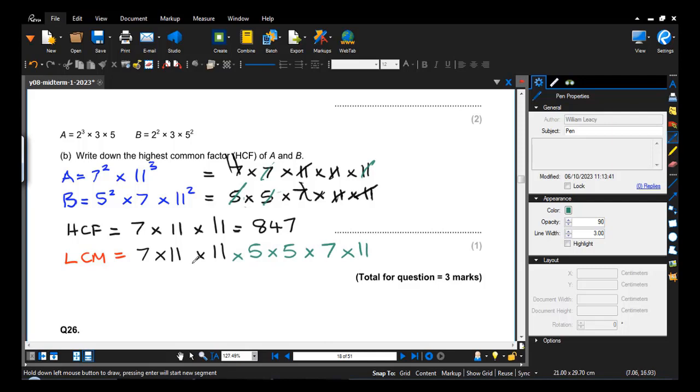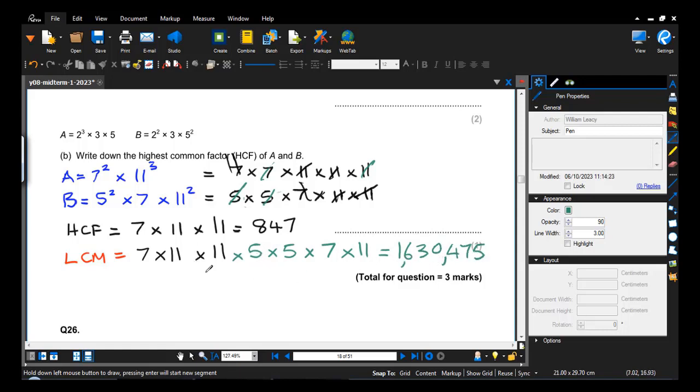Right, I'm not doing that. I have a calculator on my phone here. So you're going to have 7 times 11 times 11 times 5 times 5 times 7 times 11. So the answer is 1630475. Right? So that's 1630475. Only do this if you're asked the LCM.